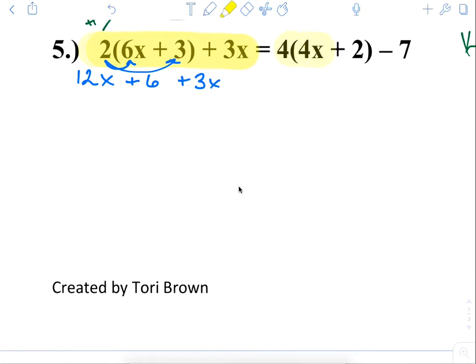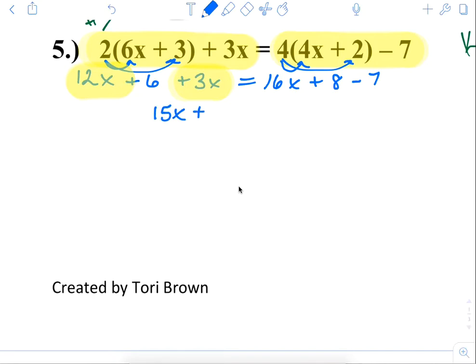If I look at the same thing over here, I have more distributing. Now 4 times 4x is 16x. 4 times 2 is 8. Minus 7 comes down. I'm still not done, because if I look right here, those guys can combine, right? That makes 15x plus 6.